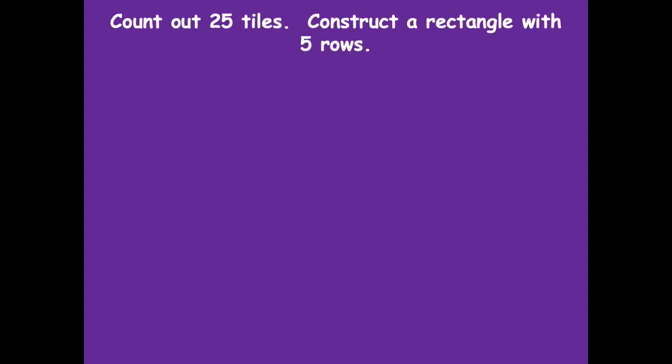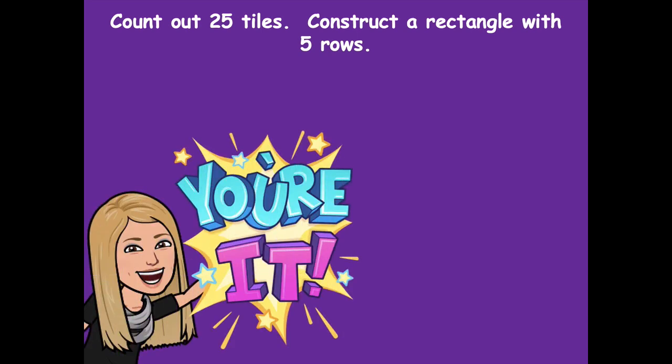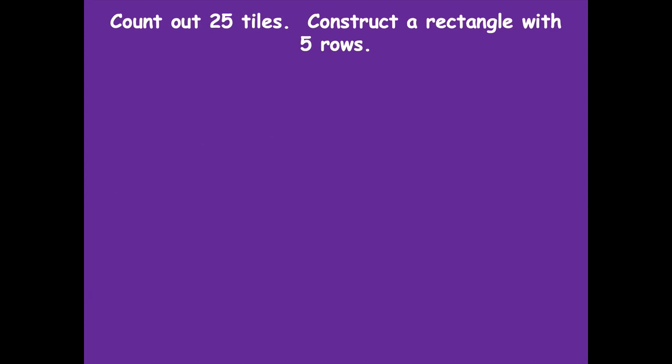All right, so now we're going to count out 25 tiles, and you're going to construct a rectangle with 5 rows. So we're going to do the same thing we just did with our 16 tiles, but now you're doing it with 25. So go ahead and pause the video, create your array, or your rectangular array, with 25 tiles with 5 rows. Okay? All right, friends, pause if you need more time.